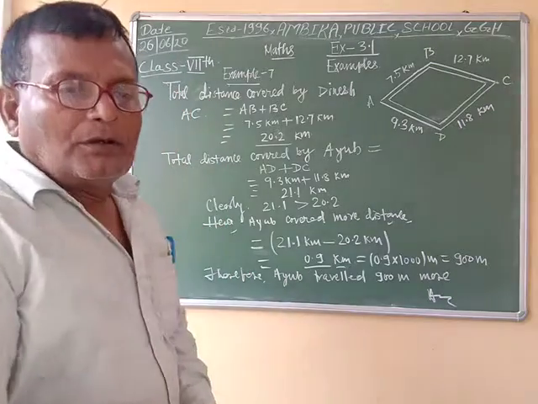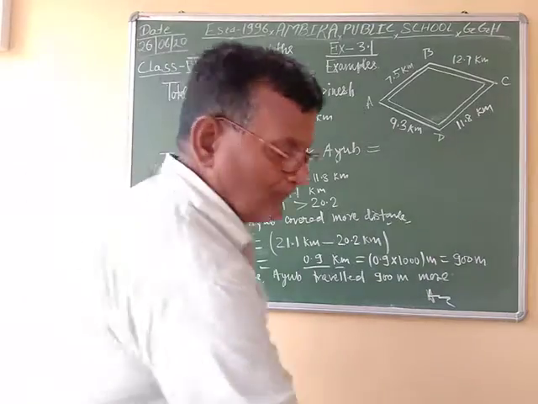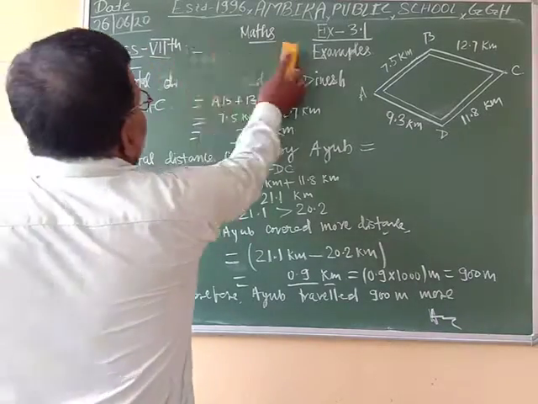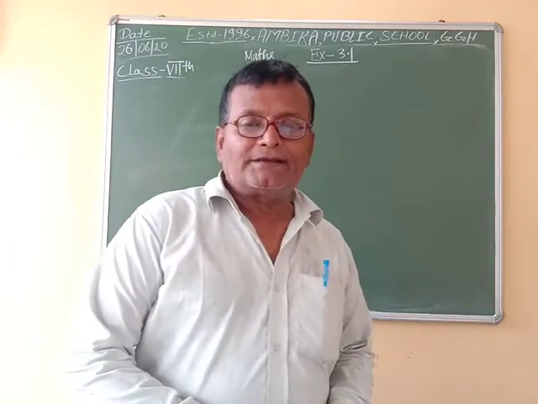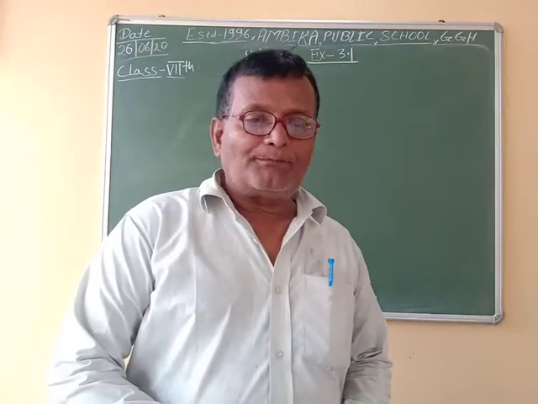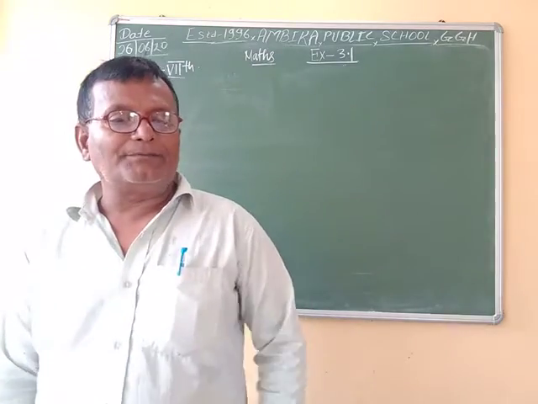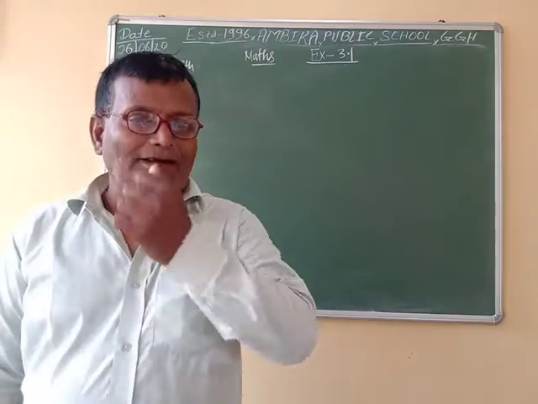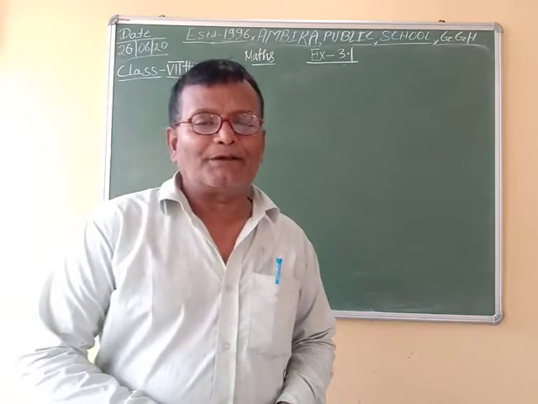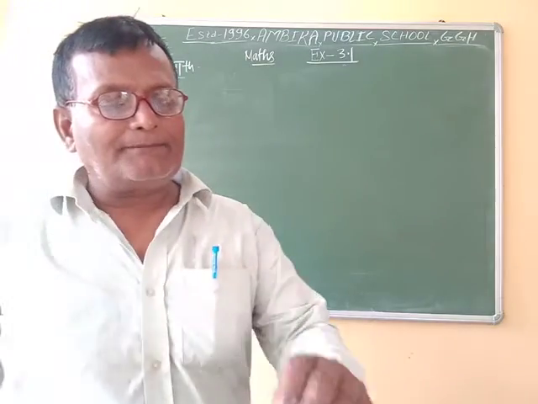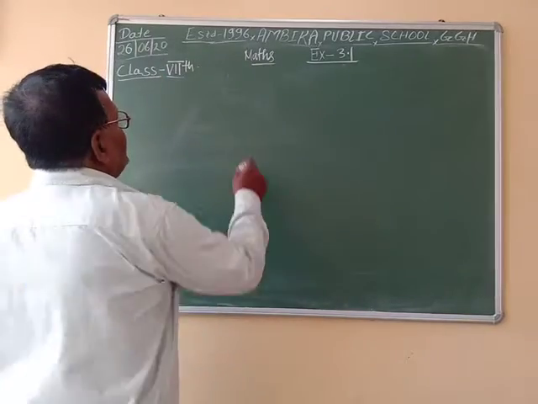Now I am going to start exercise 3.1. Good morning, students. Exercise 3.1: problems based on place value of digits in a number. You have learned in previous class how to find the place value and face value of a digit in a number. Again, I am going to teach you one question of exercise 3.1.